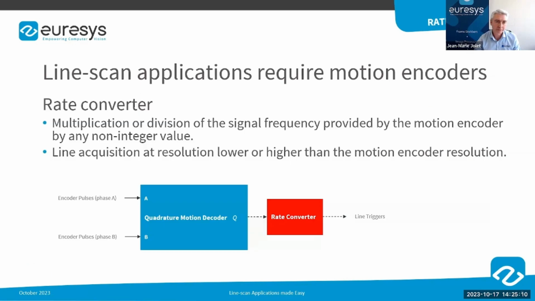So to solve this problem, Euresys provides the rate converter. The rate converter multiplies or divides the signal provided by the motion encoder by any rational number. This allows the camera to acquire lines at any programmable resolution, lower or higher than the resolution of the motion encoder. This feature is implemented in all the Euresys frame grabbers.